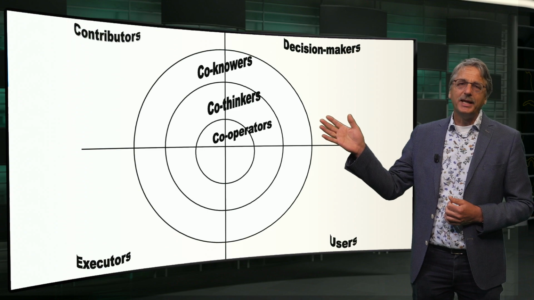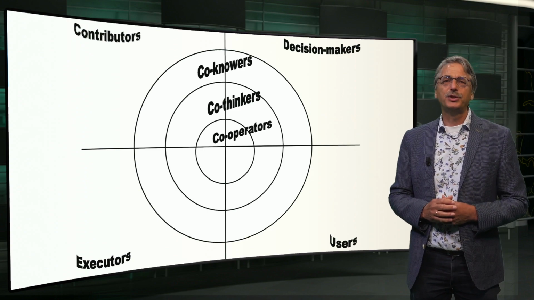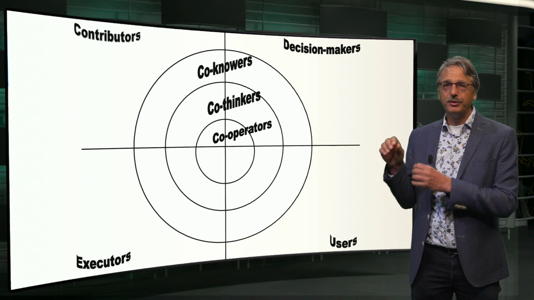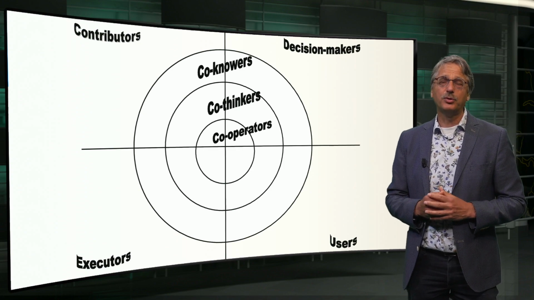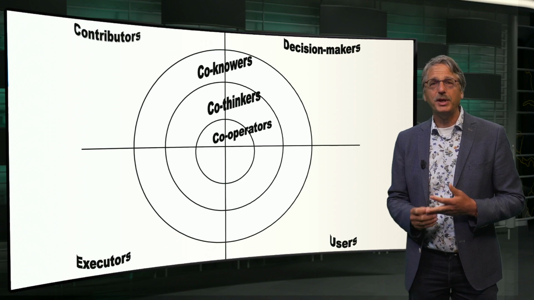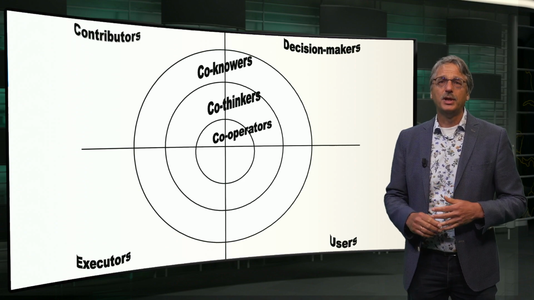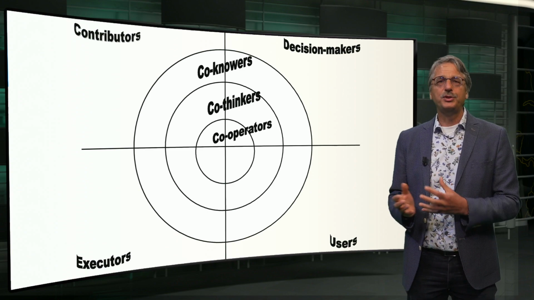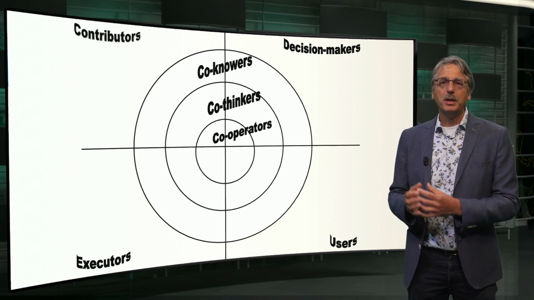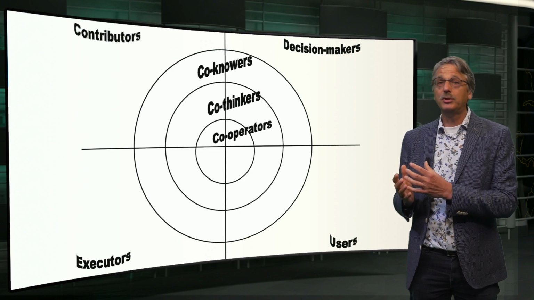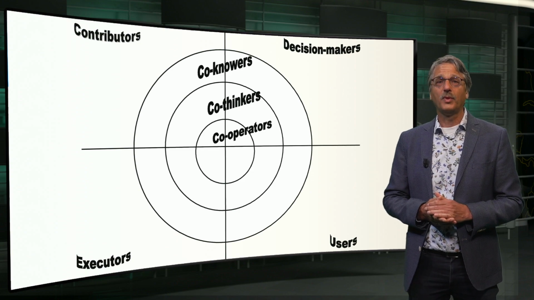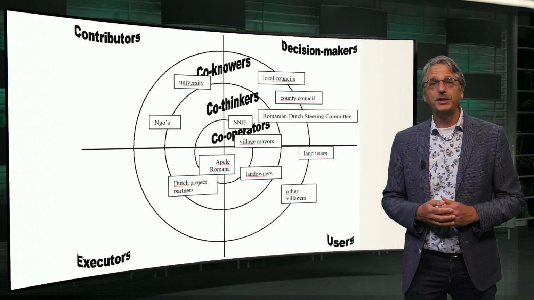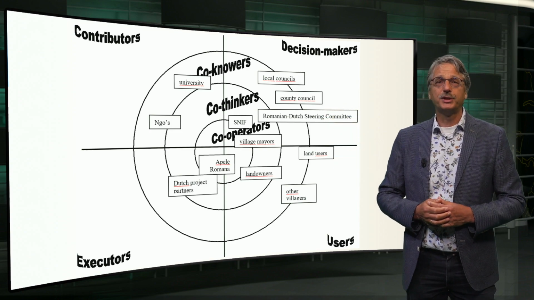This bullseye is an even simpler representation of different levels of engagement and intensity, combined with 4 different categories of stakeholders in the corners: decision makers, contributors, executors, and users. These categories you can use as a kind of a checklist: might some stakeholders have been overlooked? An example is this bullseye filled in for a relatively simple wetland restoration project in Romania.